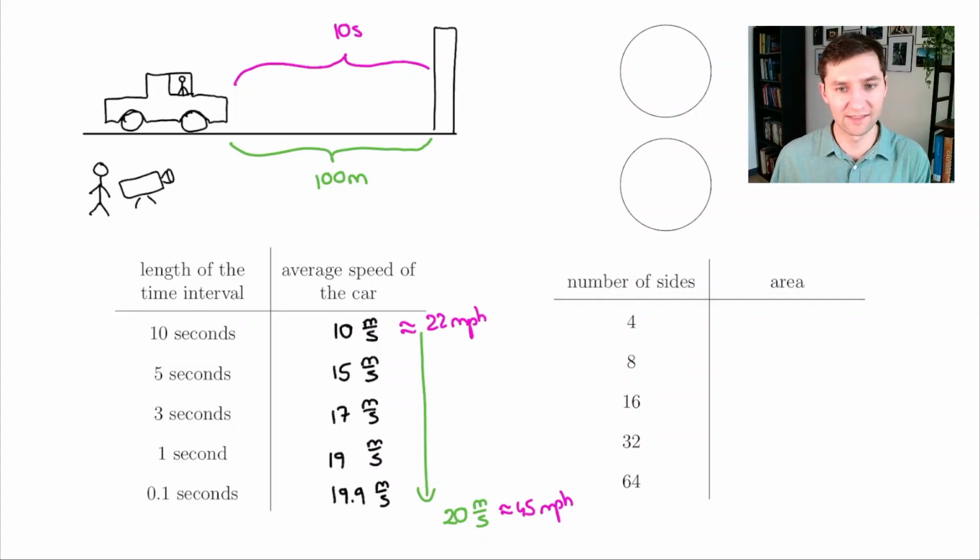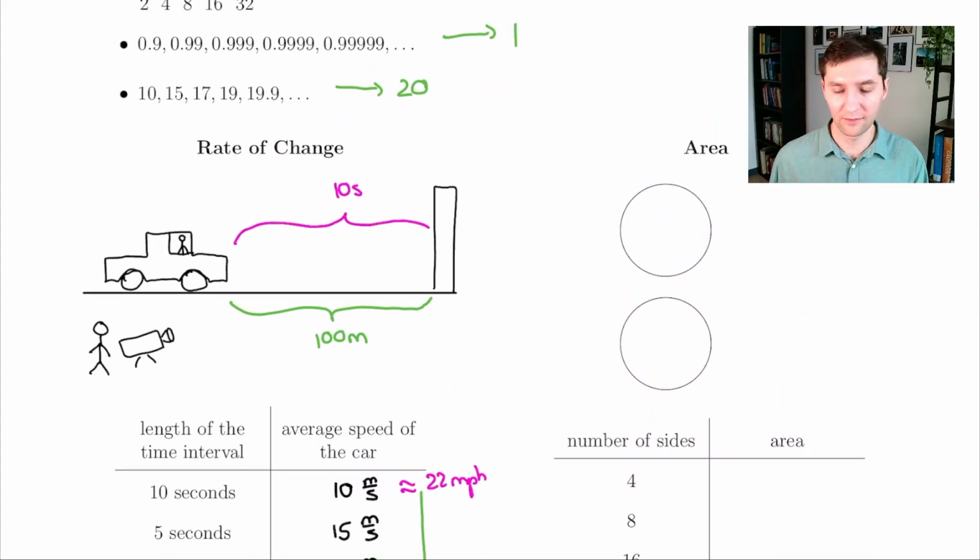Let me give you an example in the area setting. Take a circle. A circle has a center and a radius. Let's consider a circle of radius 1.